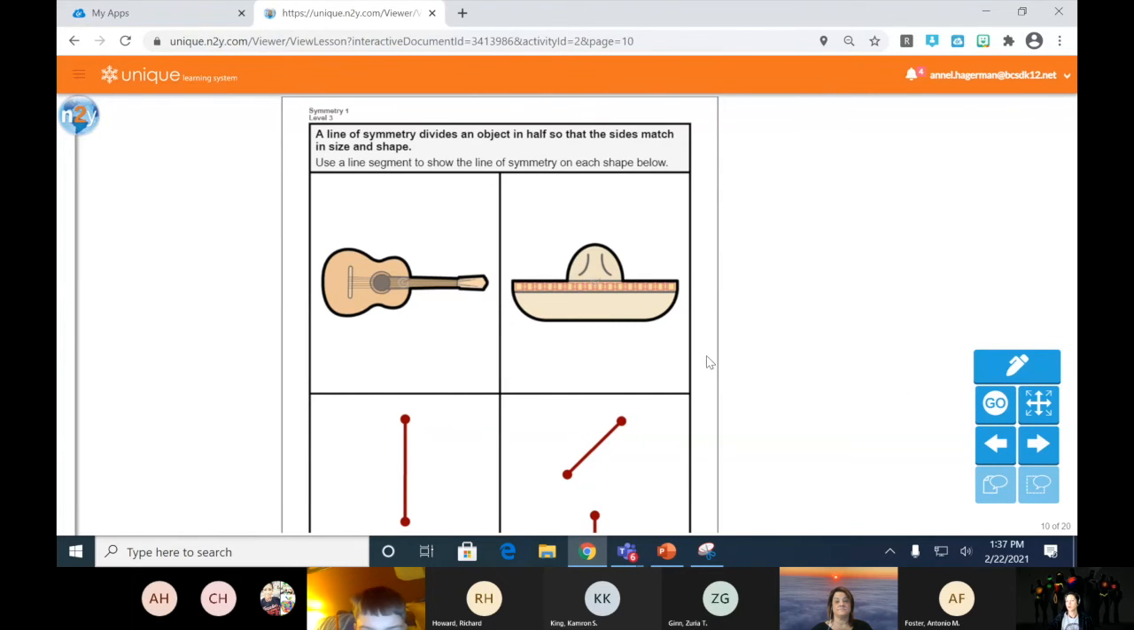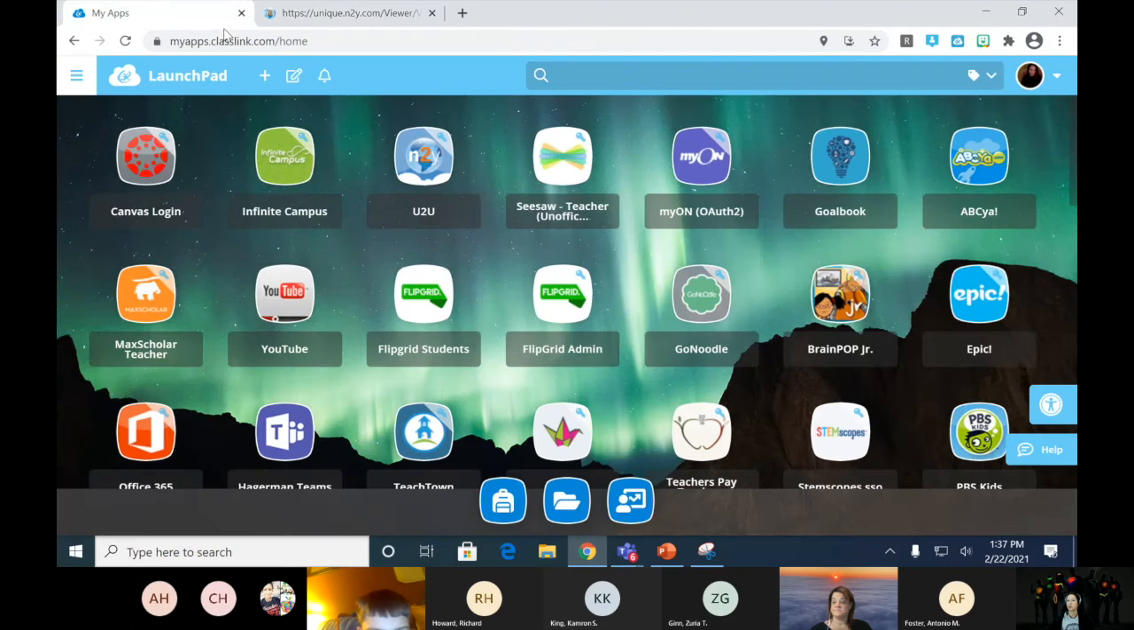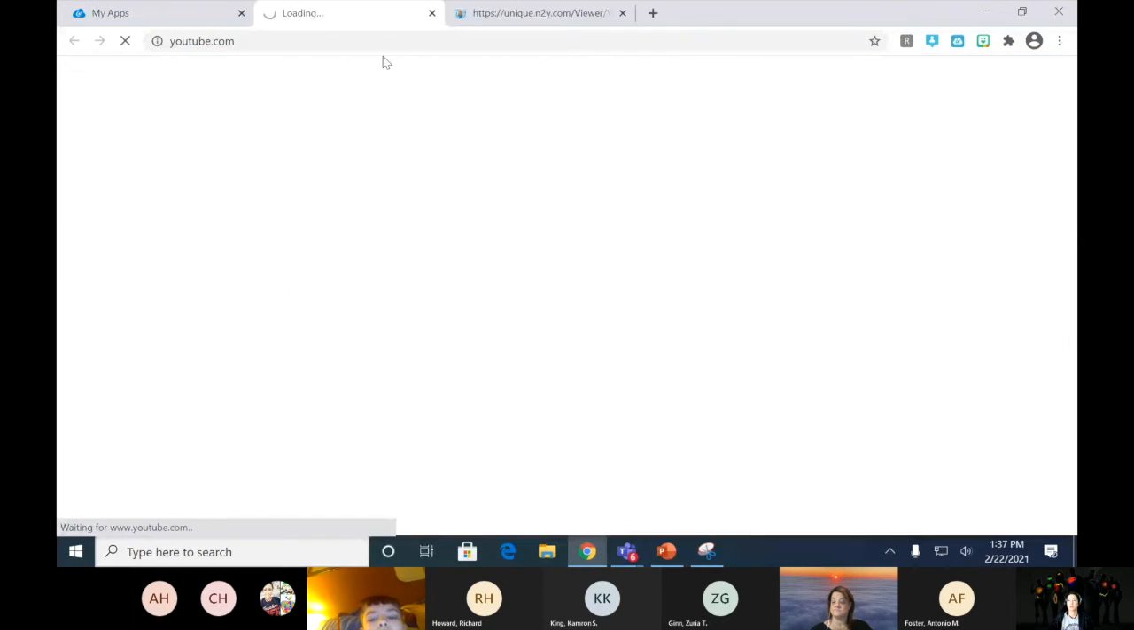All right, now we're talking about lines of symmetry. So let's review lines of symmetry.